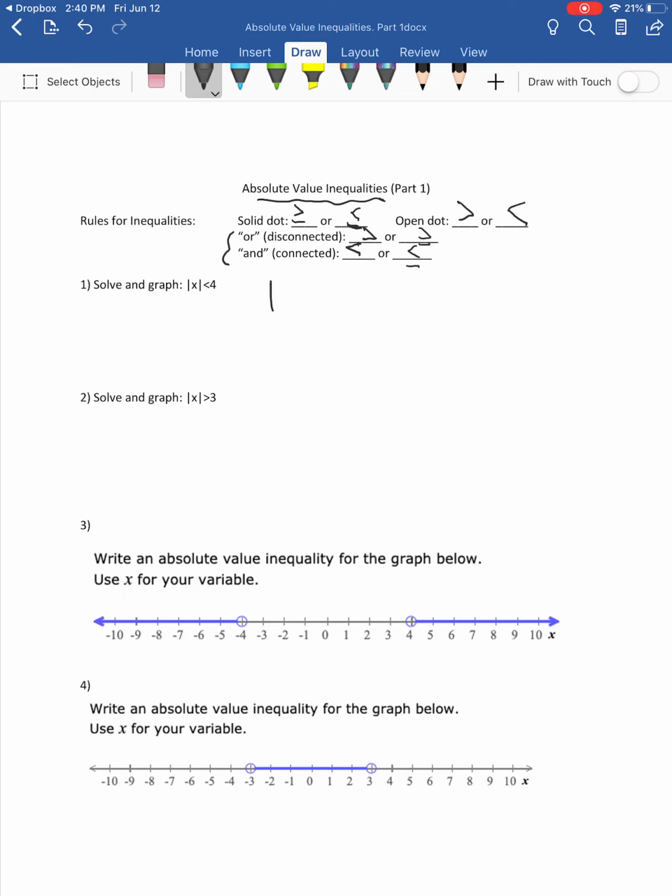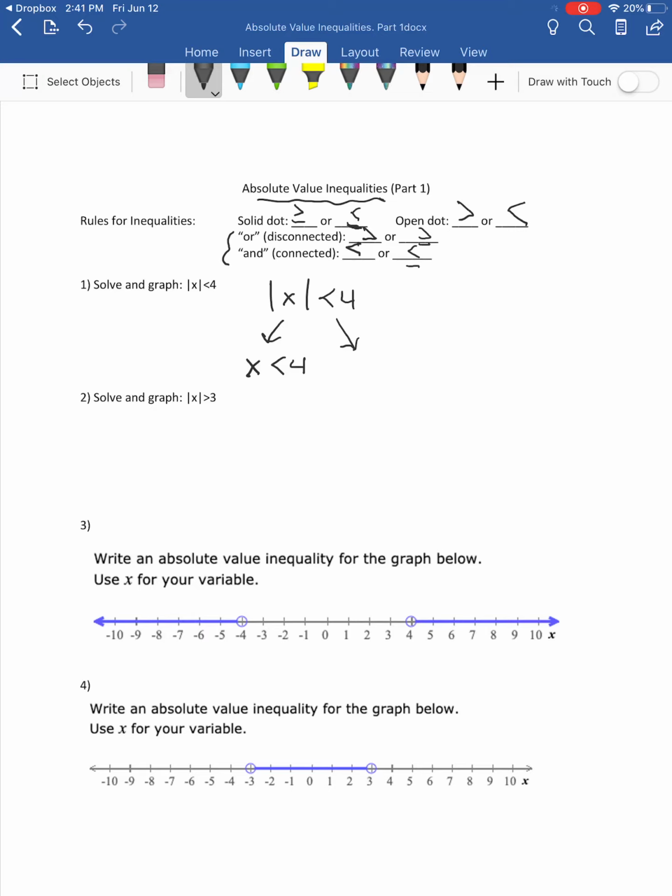So we have absolute value of x is less than 4. Okay, so to solve this, just like when we did with absolute value equations, we're going to create two separate inequalities. So the first one, we're just going to remove the bars and keep everything like it is. x less than 4. All I did was remove the bars. I kept everything the same.